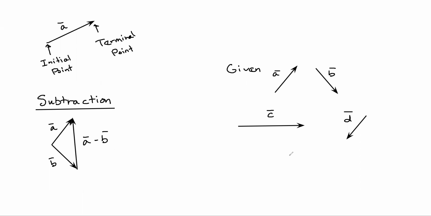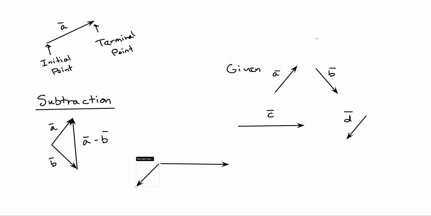Let's do C and D here just to make sure that we've got that. Again, we want to start off by having the same initial point. So we want to draw C, and then we want to draw D, with the same initial point. Since this is the initial point of C, we want to draw D right there.